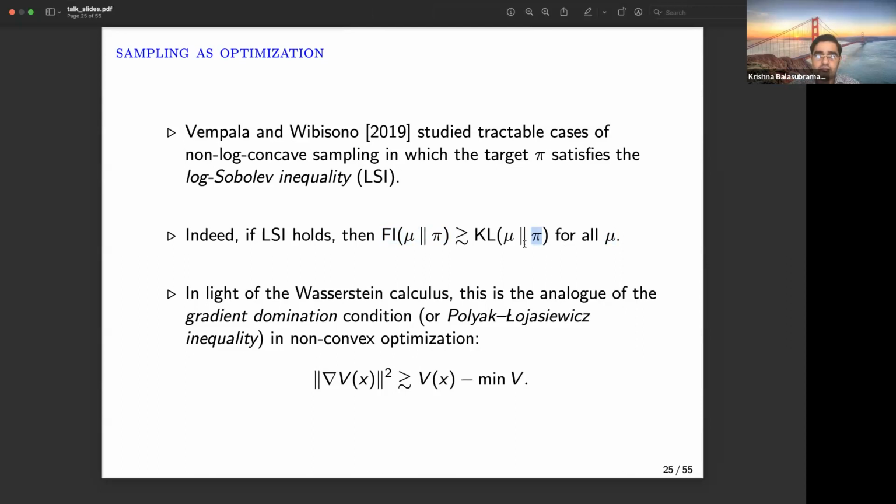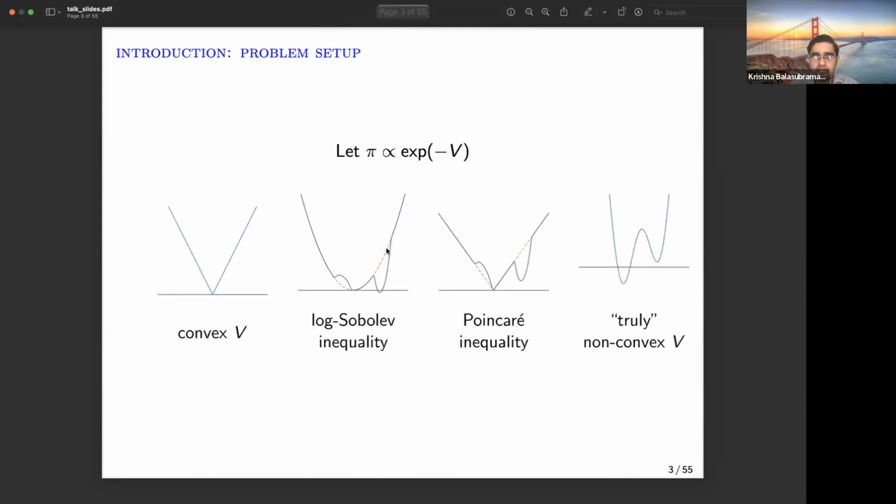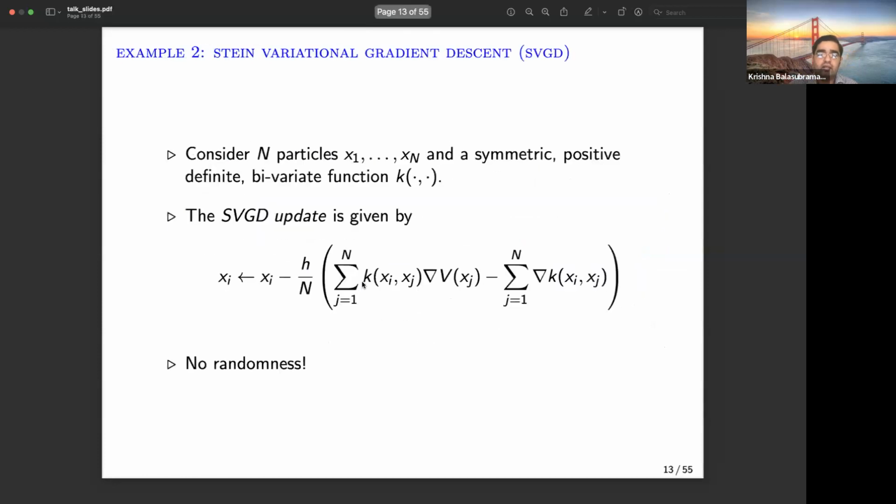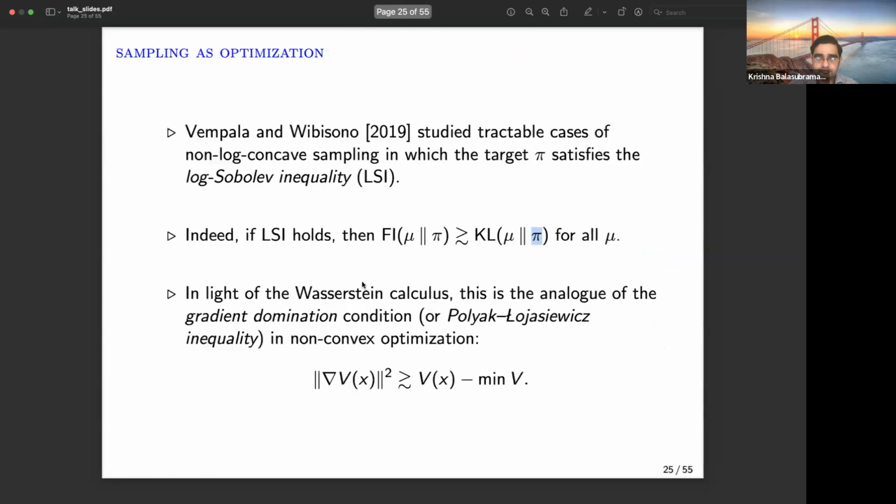And as you recall from the beginning of the talk, this covers situations where your target density is non-log-concave, but is still closely aligned to a quadratic, with Gaussian-like behavior. The optimization analog of this LSI is what is called the Polyak-Lojasiewicz condition in non-convex optimization: the gradient squared is essentially greater than or equal to the function value.